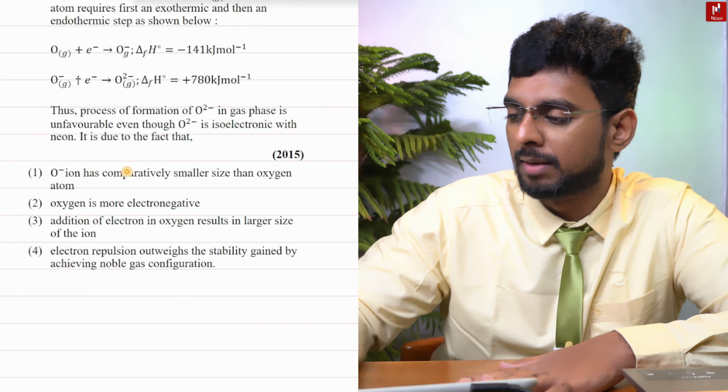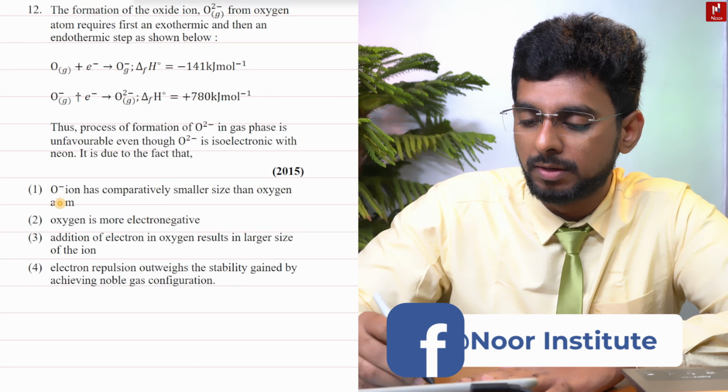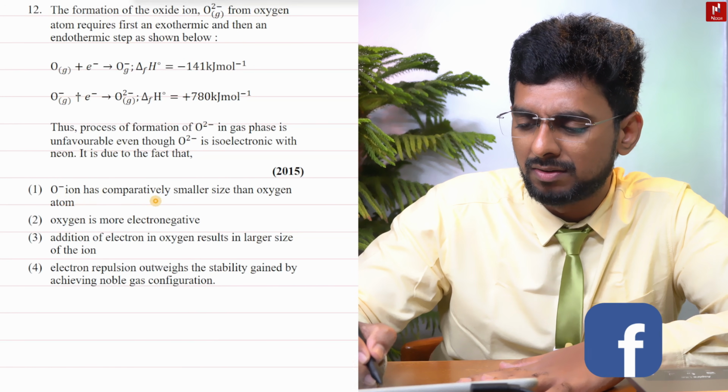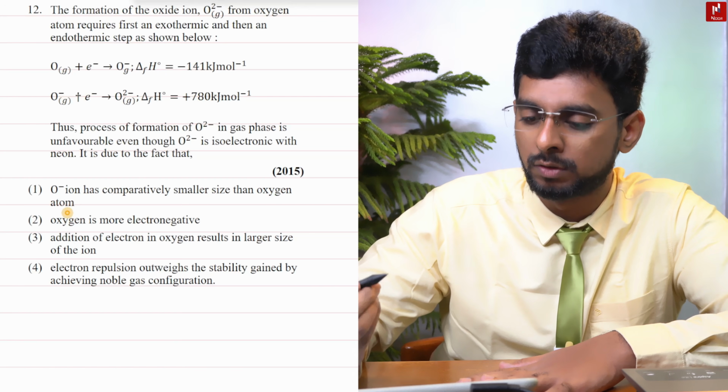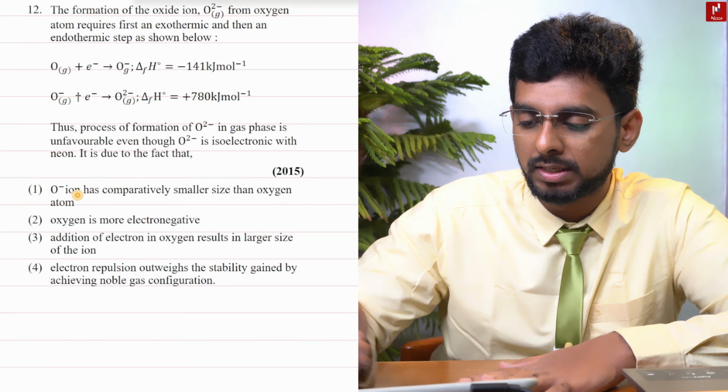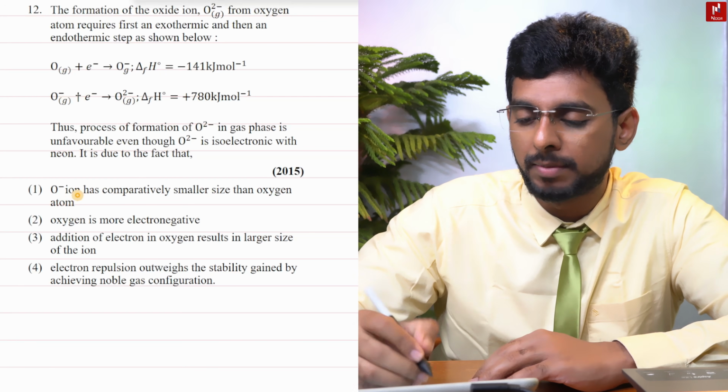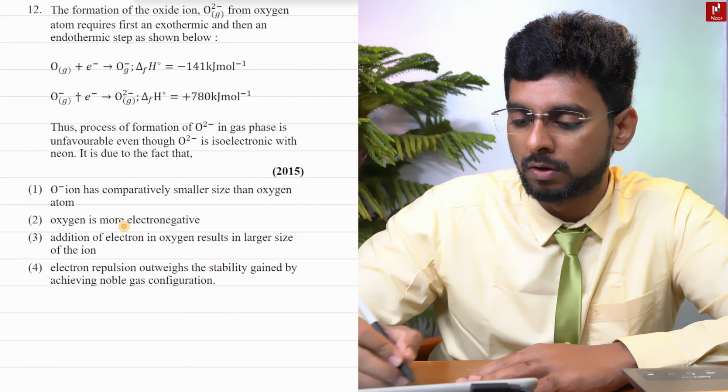Okay, let me read the first option. O minus ion has comparatively smaller size than the oxygen atom. That is inappropriate, and by the way, that is false, because O minus is going to have larger size when compared to that of the oxygen atom. So that one is wrong.